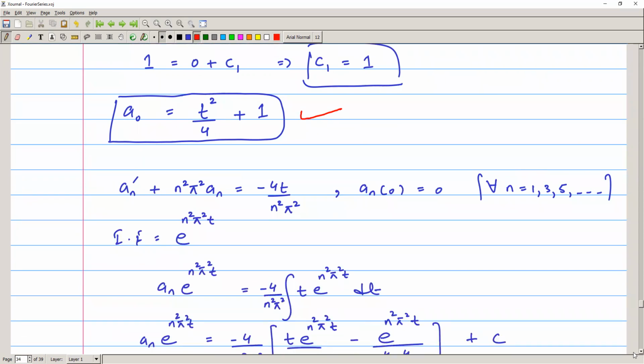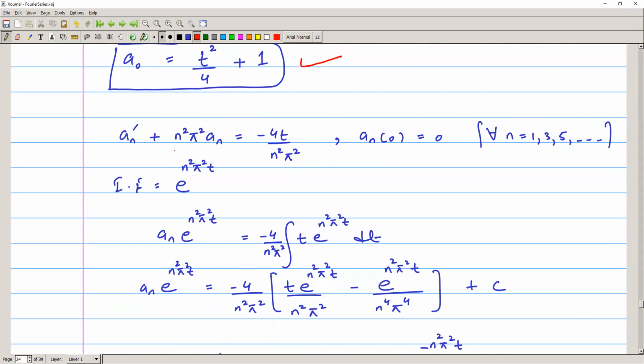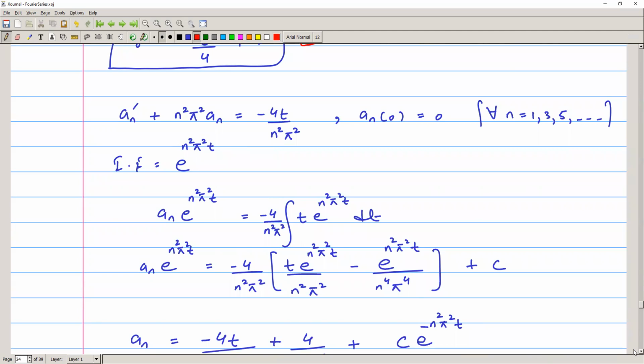And then we have the family of an. So an prime plus n squared pi squared an is equal to -4t over n squared pi squared, for all n odd: 1, 3, 5, and so on. All right, so this is a first order linear differential equation. We have the integrating factor e to the power n squared pi squared t, multiply with the equation and solve as we did for the linear equations, right?